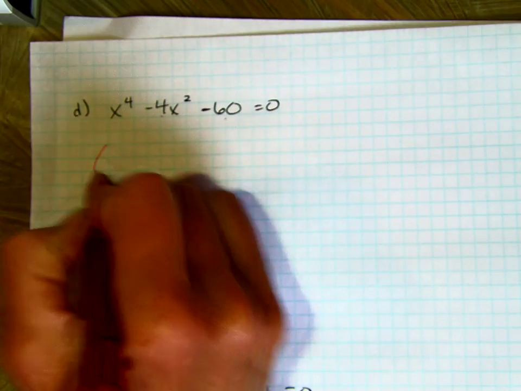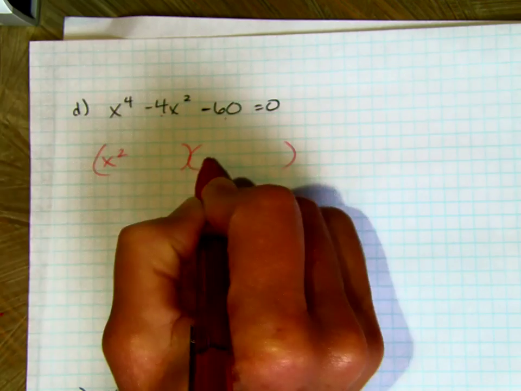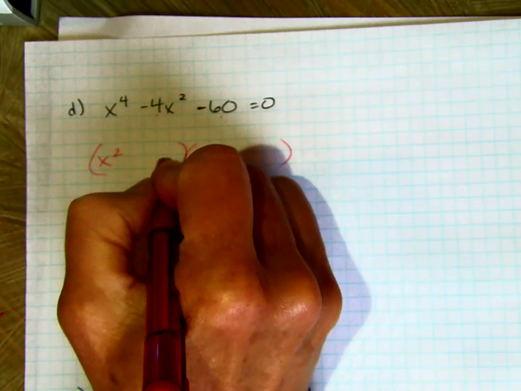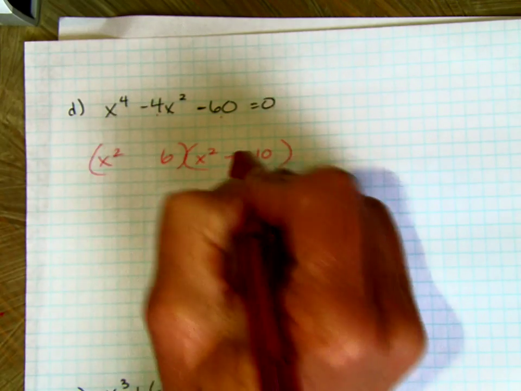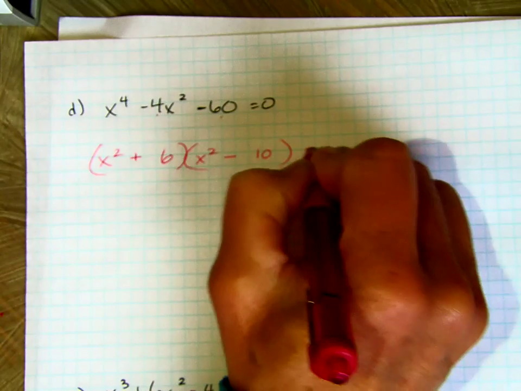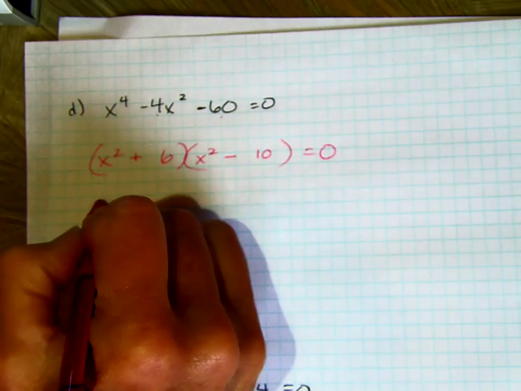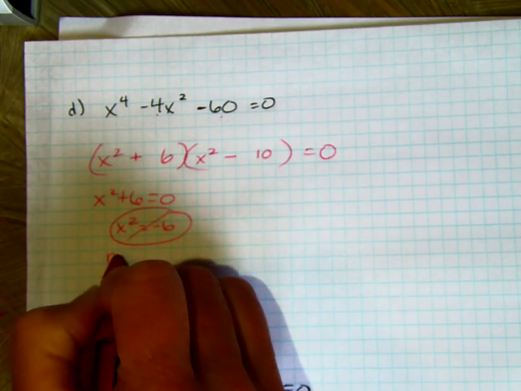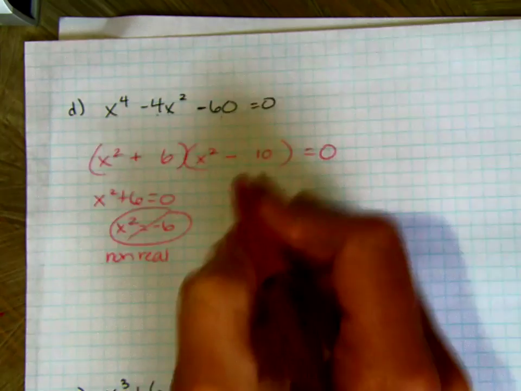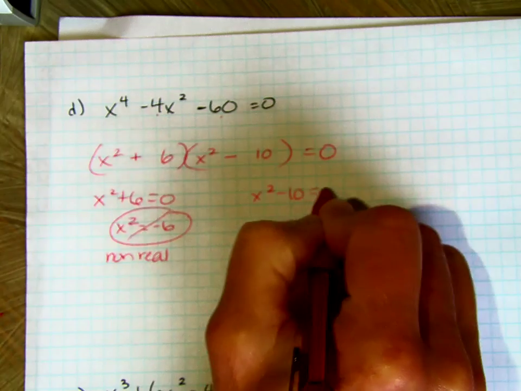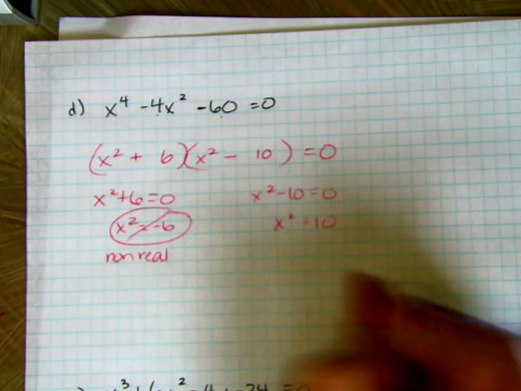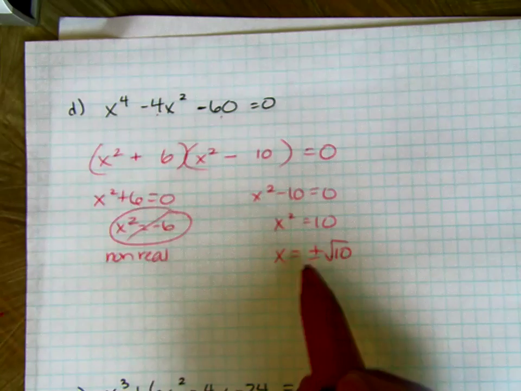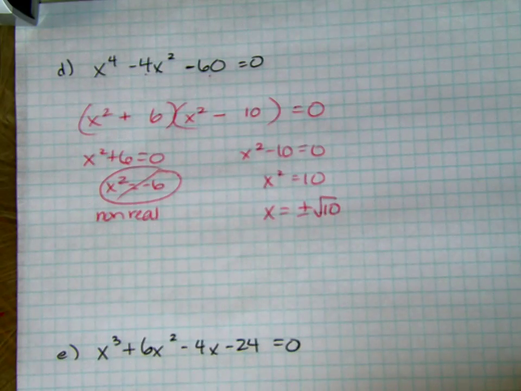Factors of 60 that combine to be 4, except that I'm talking about a quartic, so it's squared and squared. 6 and 10. Easy ones, thank goodness. And the 10 has to be negative, and the 6 has to be positive. What happens here? Can x squared plus 6 be equal to 0? Then x squared will equal negative 6. Non-real. We talk about imaginary, right? X squared minus 10 equals 0. X squared equals 10. So x equals plus or minus the square root of 10. That crosses at positive square root of 10, negative square root of 10.